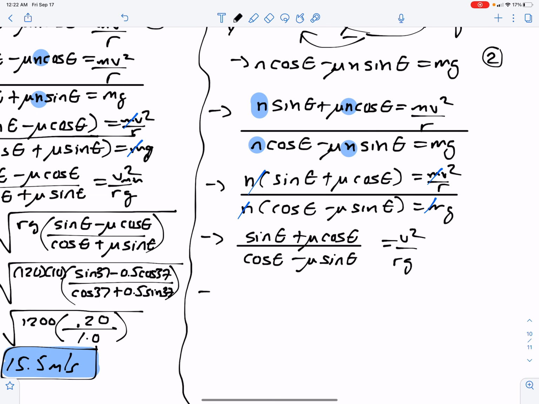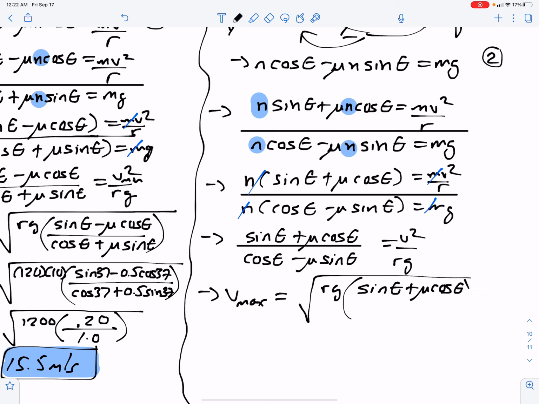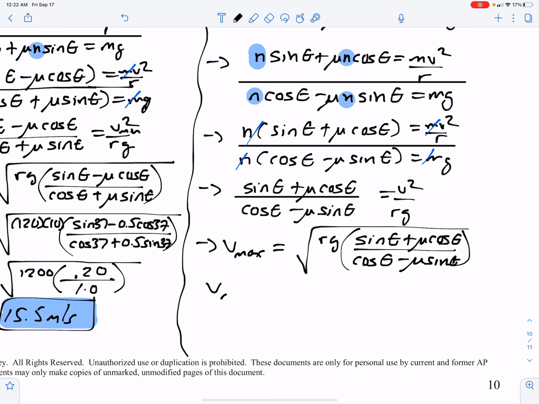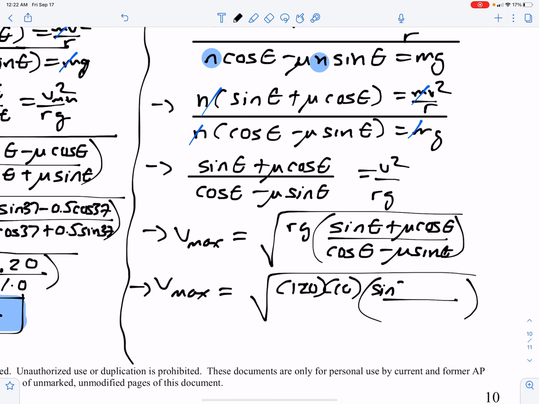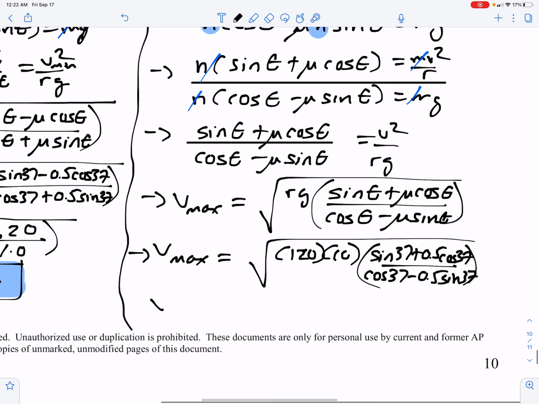Let's solve for Vmax. Multiply by rg, square root. So we have the square root of 120 times 10. Now on top, we have the sine of 37 plus a half of the cosine of 37. On bottom, we have cosine of 37 minus a half of the sine of 37. So Vmax would be the square root of 1200 times the ratio.